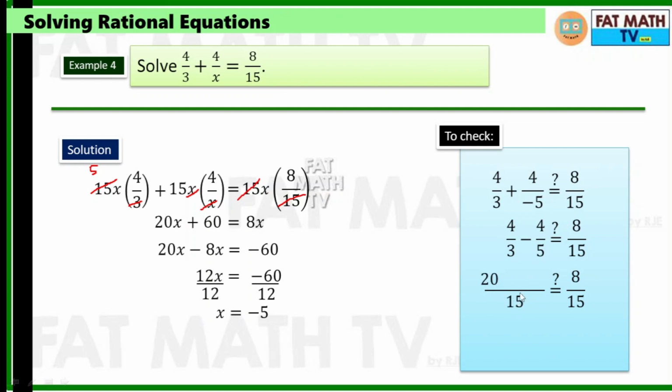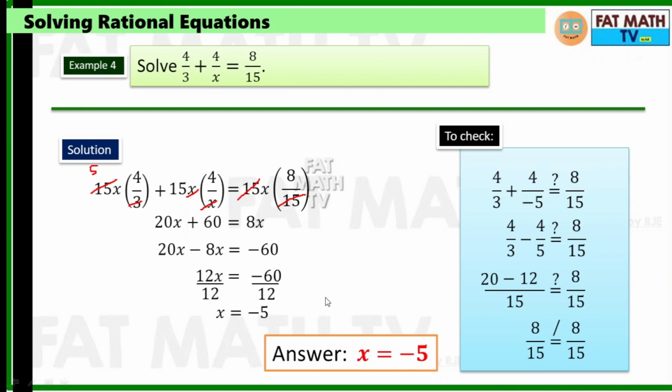Minus the equivalent of 4/5, such that the denominator is 15. 15 divided by 5 is 3. 3 times 4 is 12. So the equivalent of 4/5 is 12/15. So 20 minus 12 is 8 over 15, which is equal to the right side. Meaning to say x equals negative 5 is the solution.